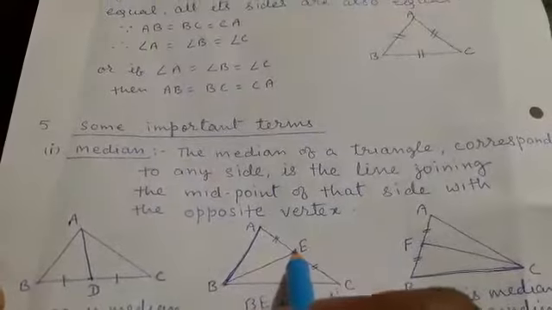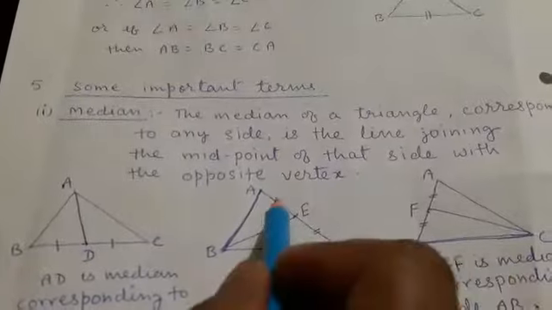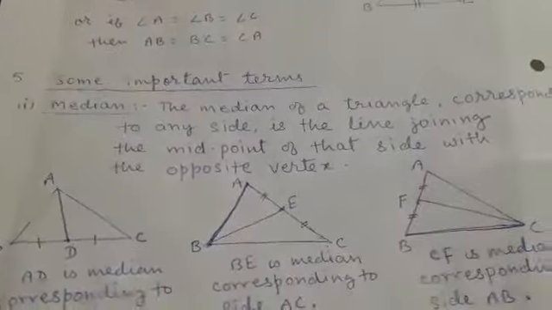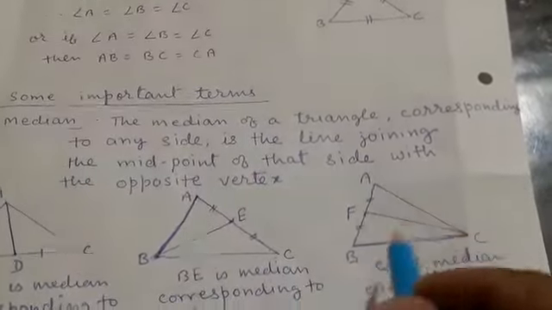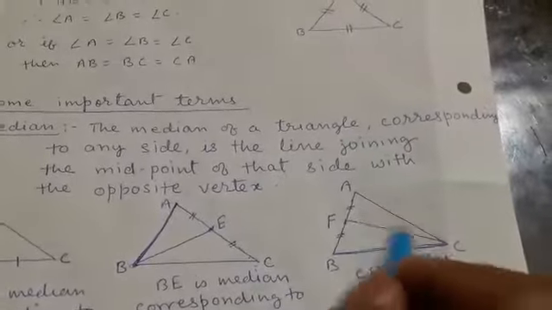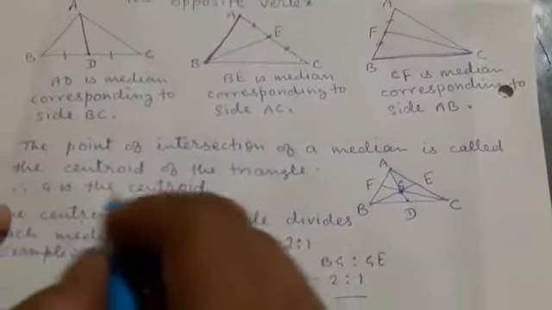Similarly, BE is the median because BE is a line drawn to AC in such a way that it bisects AC into two equal parts. CF is a line drawn to AB in such a way that it bisects AB into two equal parts. Therefore, CF is the median of this triangle. Next, the important properties related to the median. The first property is the point of intersection of the medians is called the centroid of the triangle. Therefore, G is the centroid.